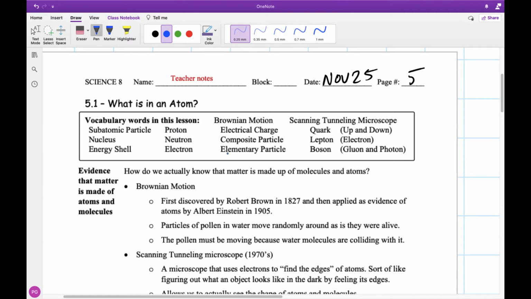Today we're going to be talking about atoms. So we've been talking a lot about chemical and physical properties and matter. Today we're going to dive into what actually makes up matter, and that starts with talking about atoms.